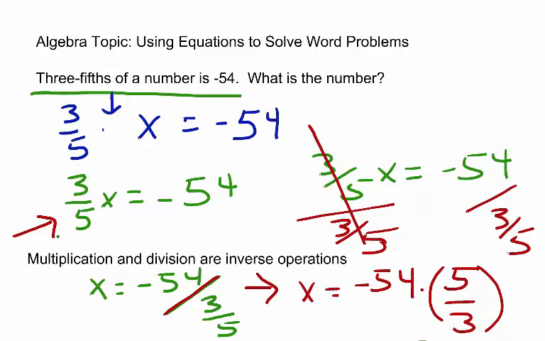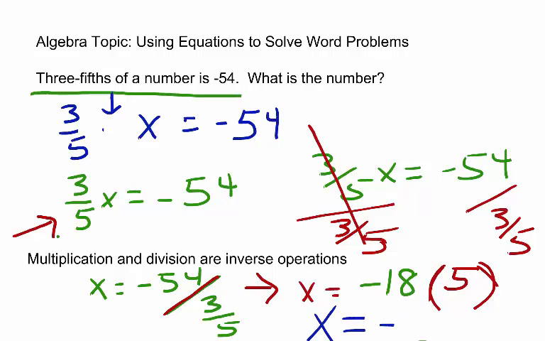-54 divided by 3 equals -18. Now we're left with negative 18 times 5, which works out to negative 90. So our question asks, 3/5 of a number is negative 54. What is the number? And the answer to that question is x, our unknown, is now a known value, and it's equal to negative 90.